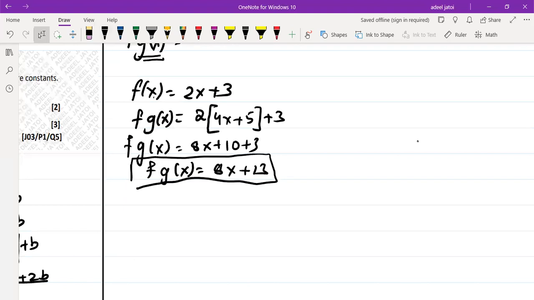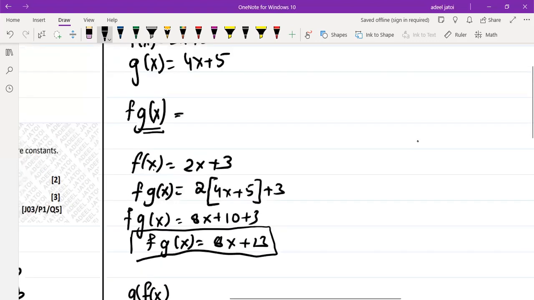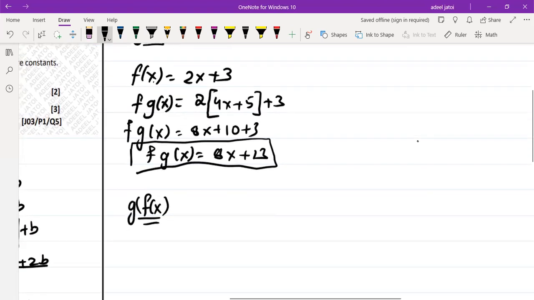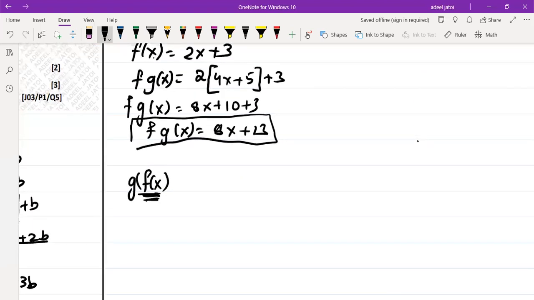Similarly, this would be very different if the question had been g(f(x)). Now, what does this mean? This means f(x) is substituted in the function of g(x). In the above one, g(x) was substituted in the function of f. In this, f(x) is substituted in the function of g(x).